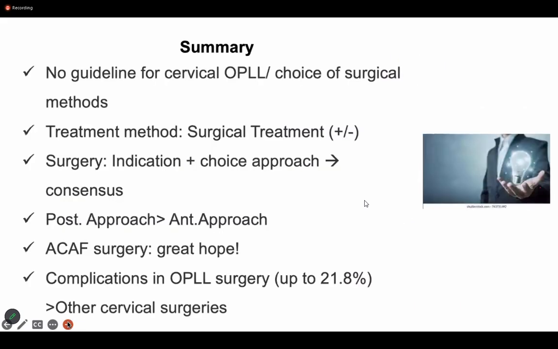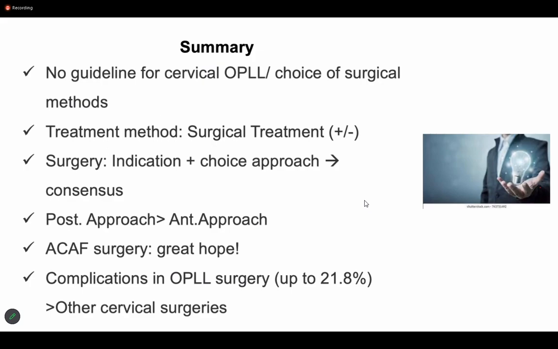The conclusion. For now, there are no recognized guidelines for the diagnosis and treatment of cervical OPLL, especially for the choice of surgical methods, and various decompression methods have their advantages and disadvantages.